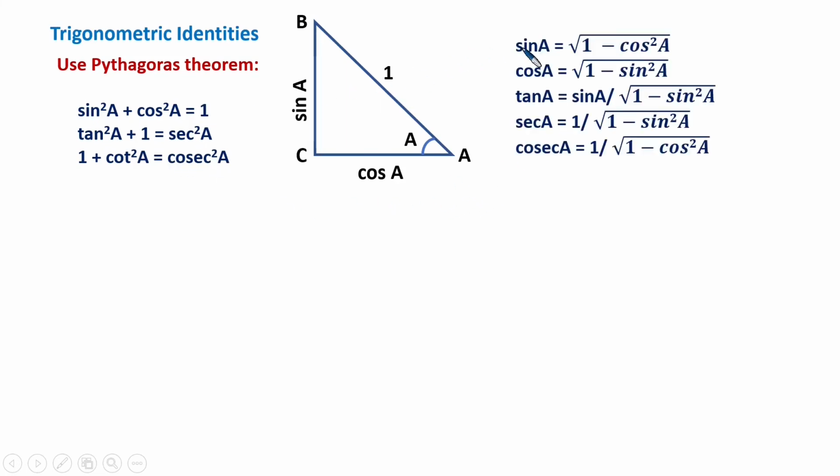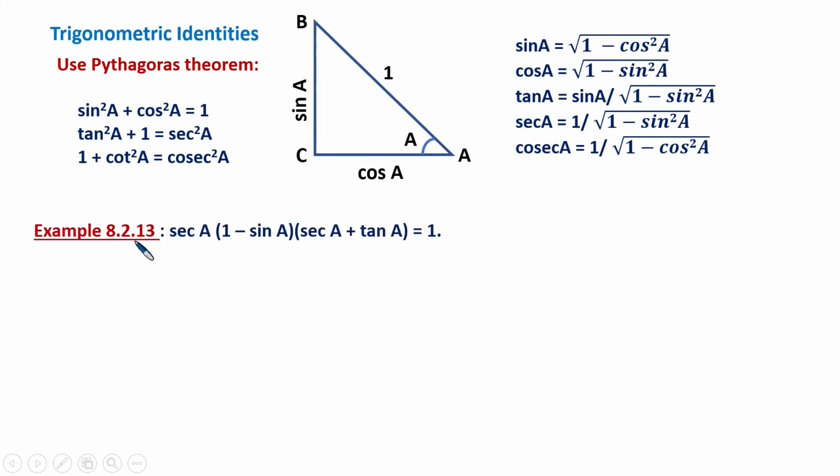Okay, from here again, sin square A plus cos square A is equal to 1. So I take this to the right hand side. So sin square A will be 1 minus cos square A. So sin A will be the square root of 1 minus cos square A. Similarly cos square A will be 1 minus sin square A. Then you take the square root on both sides. Cos A is equal to this. And tan A is sin by cos, so you substitute here. And sec A is 1 by cos, so you can put this one here. And cosec A is 1 by sin, so you can put the value of sin A. So these are the identities you remember.